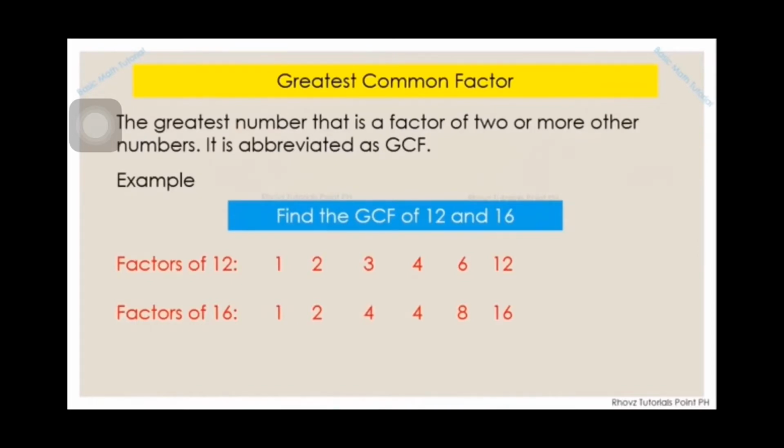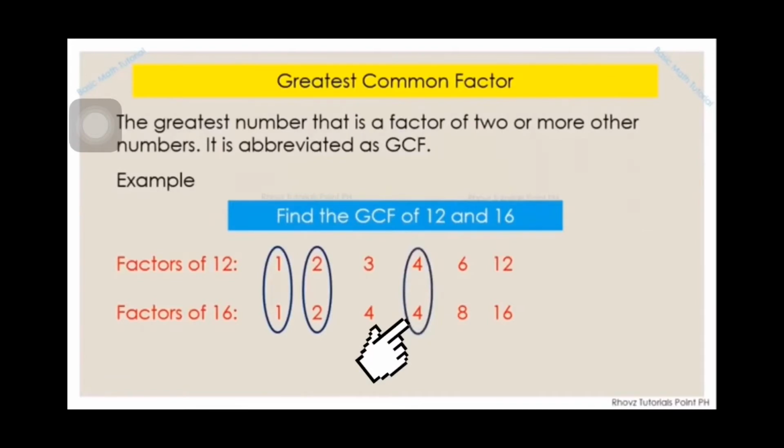Now, next step is you are going to encircle the numbers that are in the factors of 12 and also in the factors of 16. We'll start with 1; we're going to encircle 1. Next, we also have 2, because 2 is in the factors of 12 and in the factors of 16. Next, 4. Yes, 4, because it is in both.